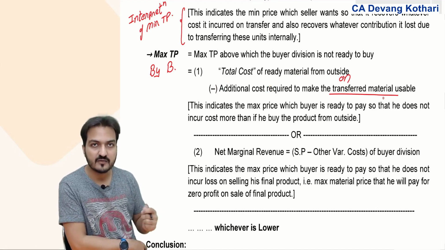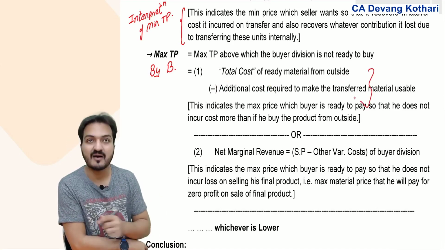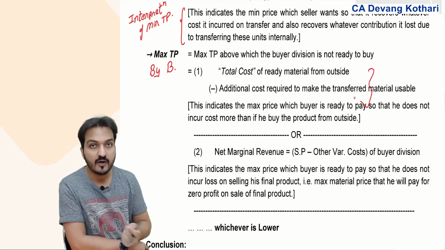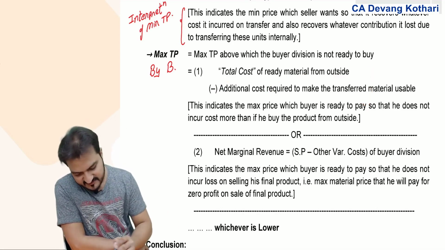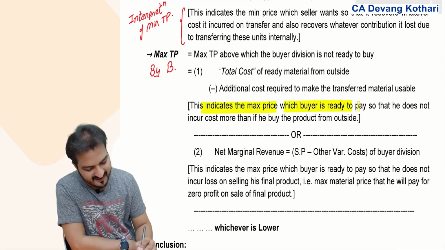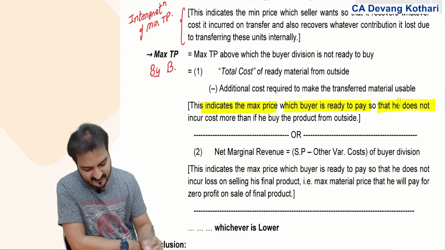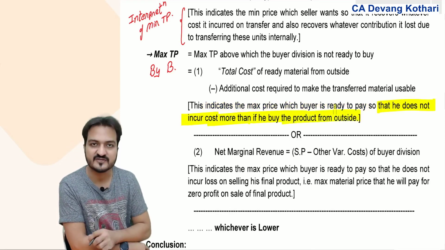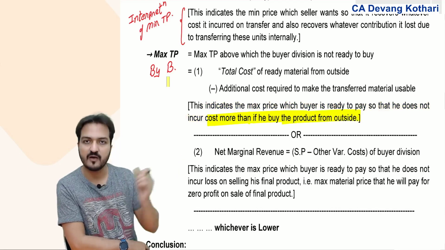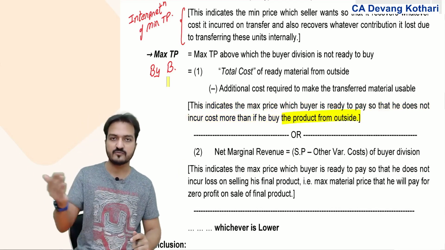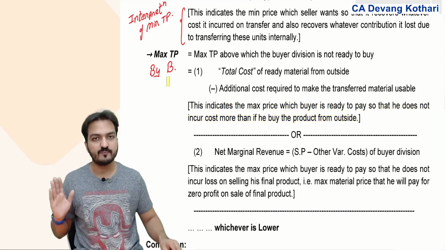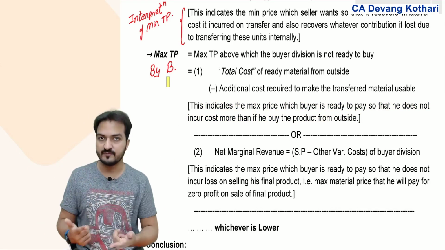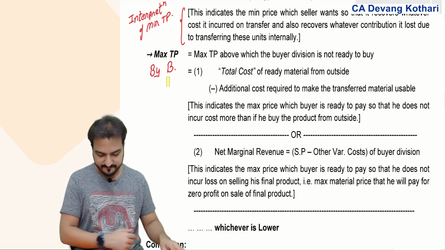Then you deduct that balance. What I get is my maximum TP, the maximum price that division B will be ready to pay. What does this indicate? This indicates the maximum price which the buyer is ready to pay so that he does not incur cost more than if he buys the product from outside. If I buy from outside, I pay 100 rupees there. If I use the transfer, then I will give you only 90 rupees because I will incur 90 plus 10 to make the transferred material usable. Done? Yes.